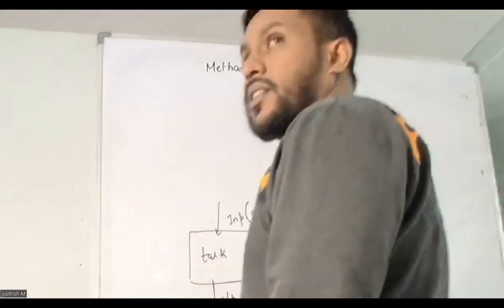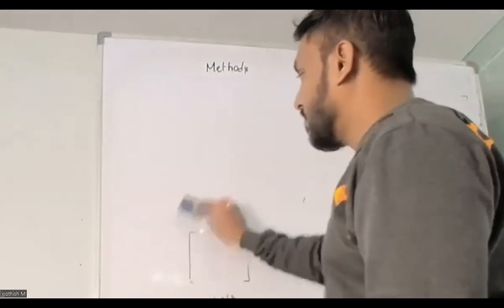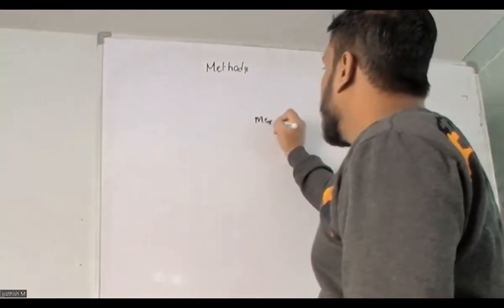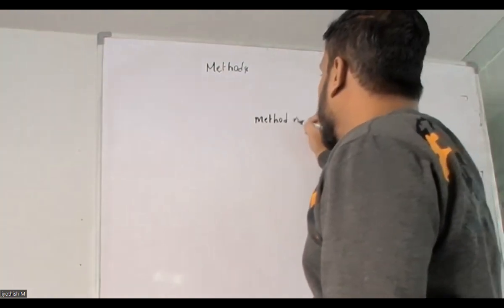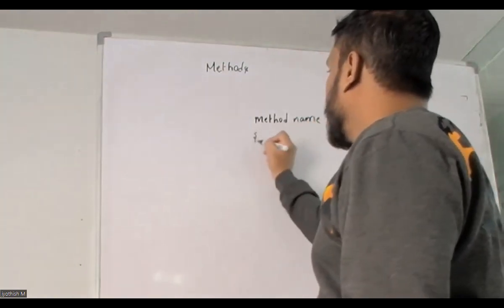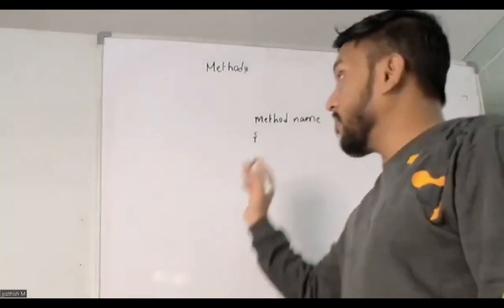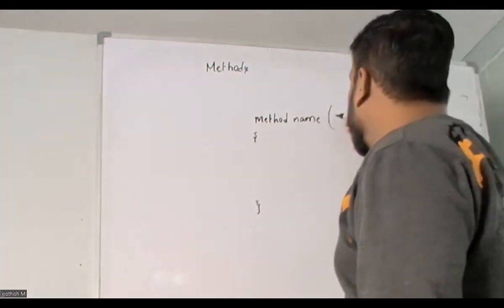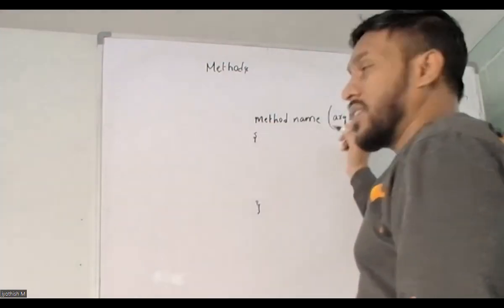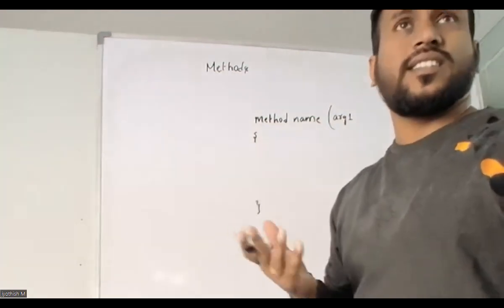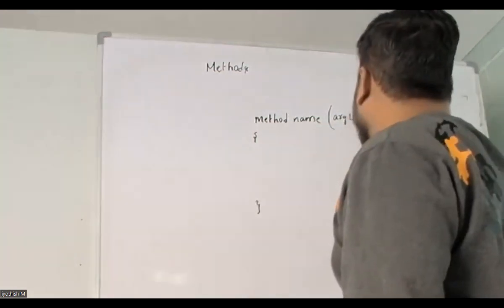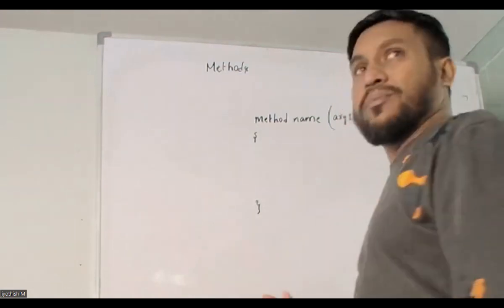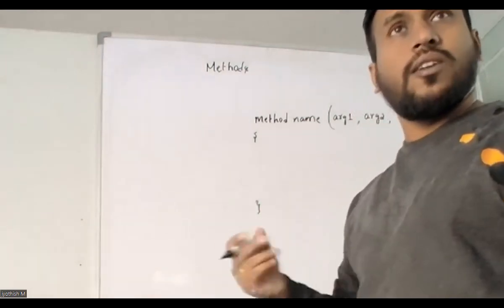Syntax to write a method. See here. You will give the method name, then the method block. Here you can pass arguments: argument 1, like int i, int x, anything, comma, argument 2, comma, and so on. N number of arguments you can pass by putting commas.